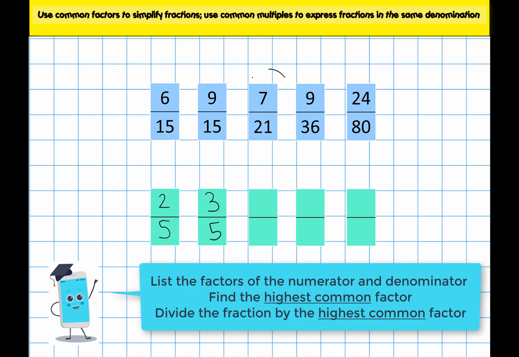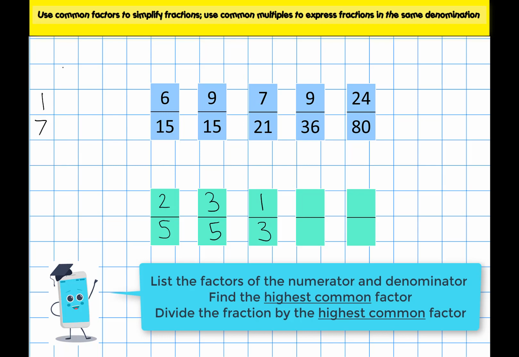So let's look at our 7/21. So I'm going to make a list of my factors of 7. Well, 7 is a prime number, so it only has 1 and 7. 21, however, has a few more factors, but we can see that there is a common factor of 7. So I'm going to divide both my numerator and my denominator by 7. 7 divided by 7 is 1. 21 divided by 7 is 3. So 7/21 is equivalent to 1/3, and 1/3 is the simplest version of 7/21.